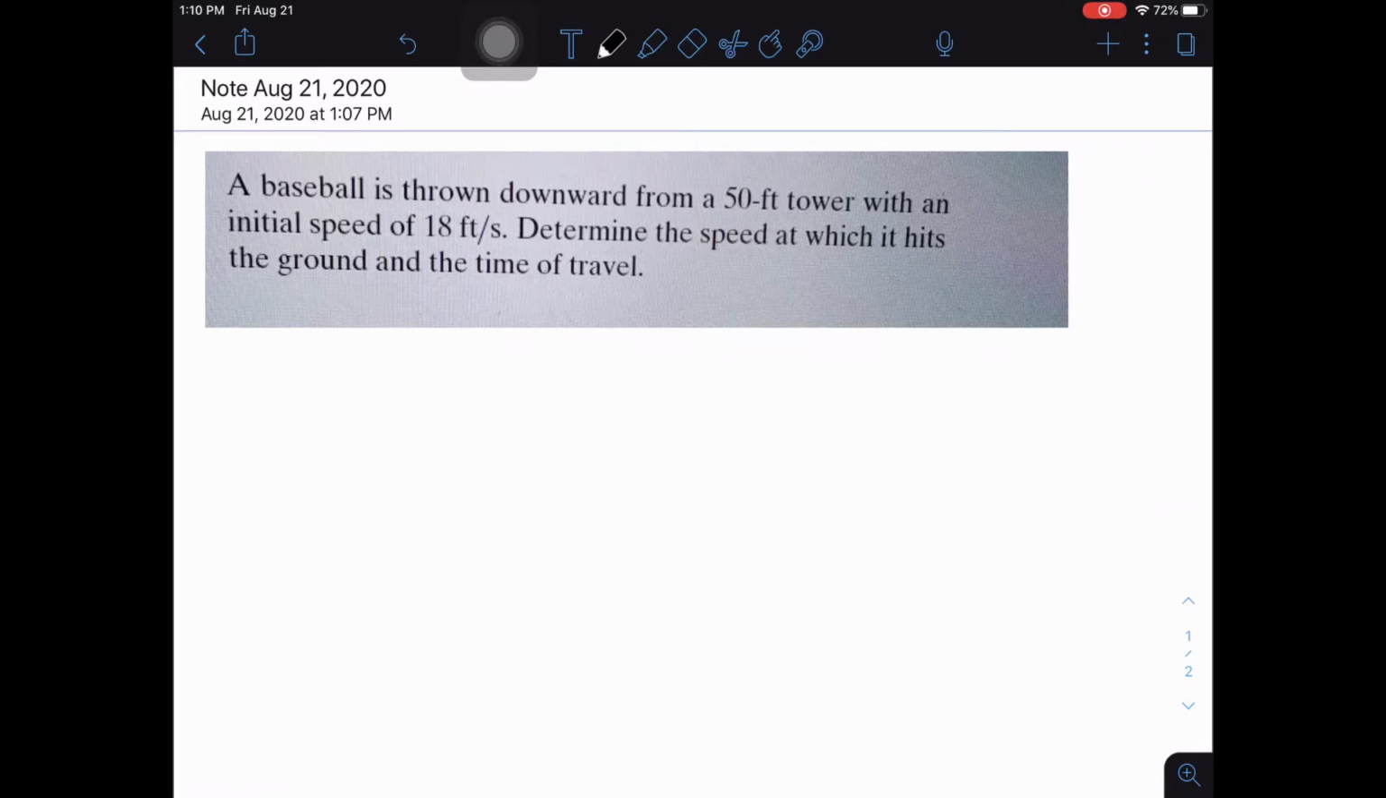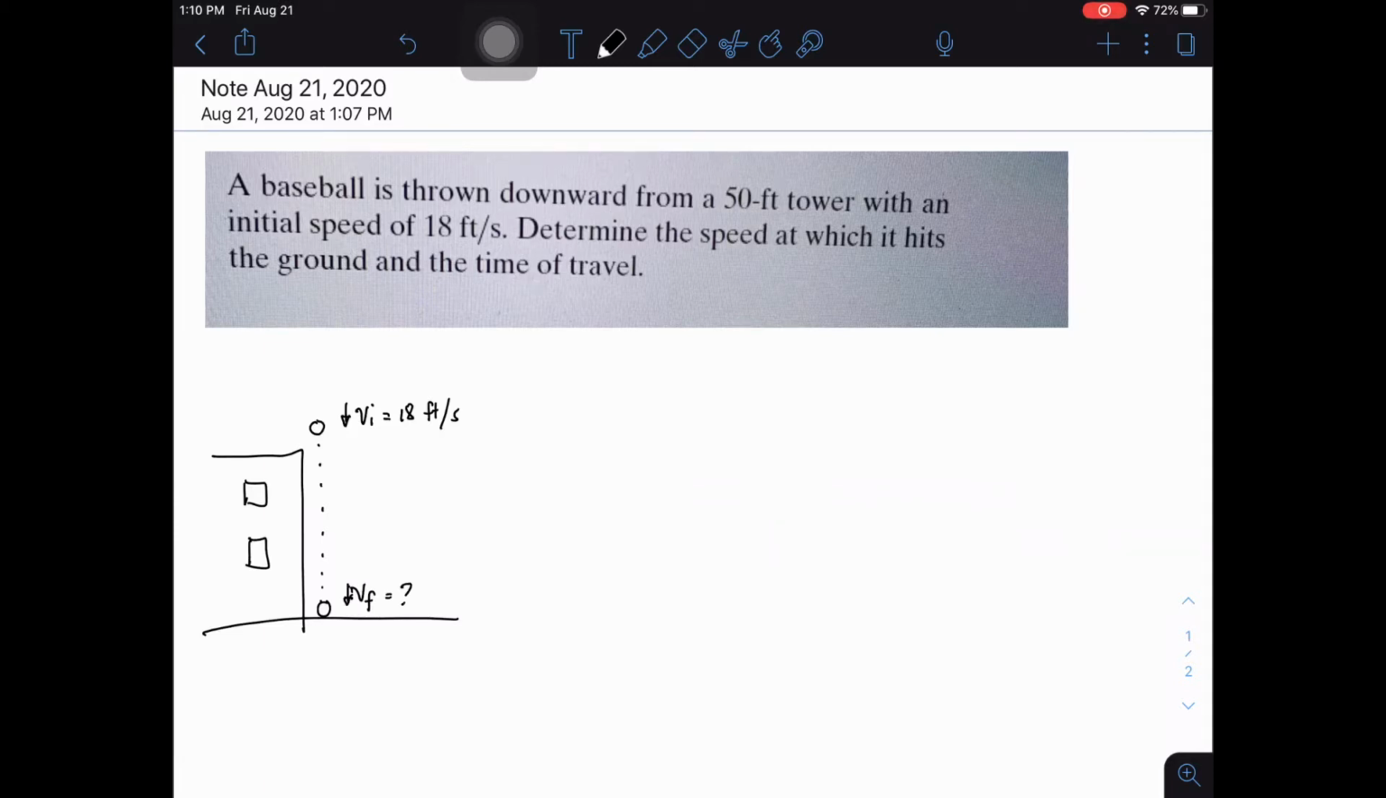Okay. So first, let's have a representation. So let's say this is the tower, and this is the ball. The initial speed is 18 feet per second. And then there will come a time that it will hit the ground. So let's call that our VF.